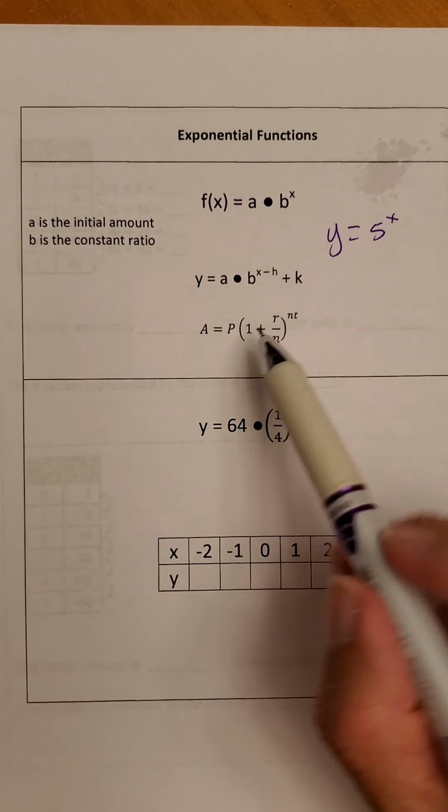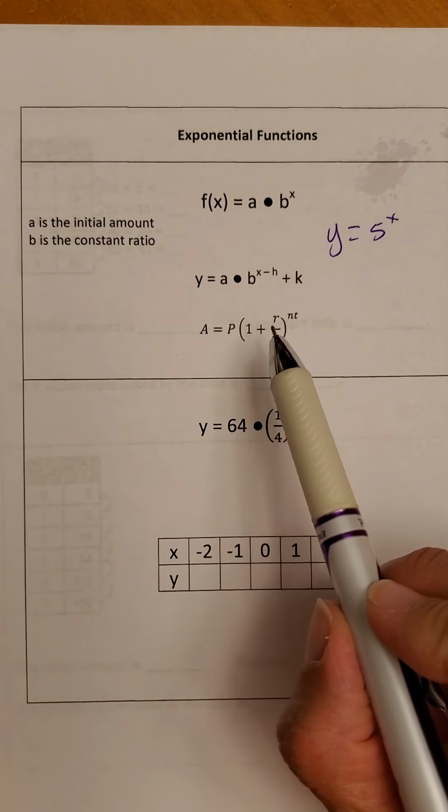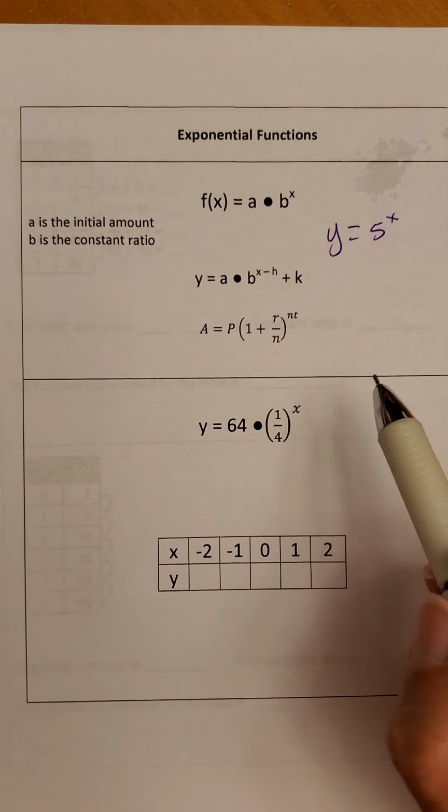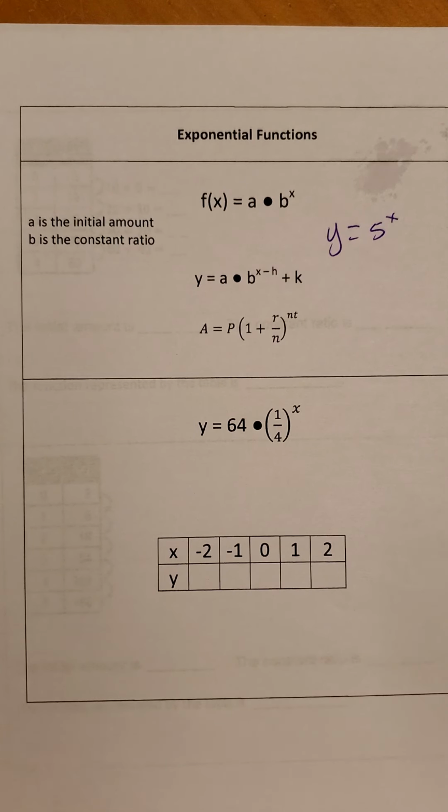Just like the other functions we learned about, absolute value functions and quadratic functions, where we shifted them left and right and up and down, we're not really going to get into it, but I do want you to know it could happen. There could be a number here which would shift it left or right, and a number here which would shift the graph up or down.